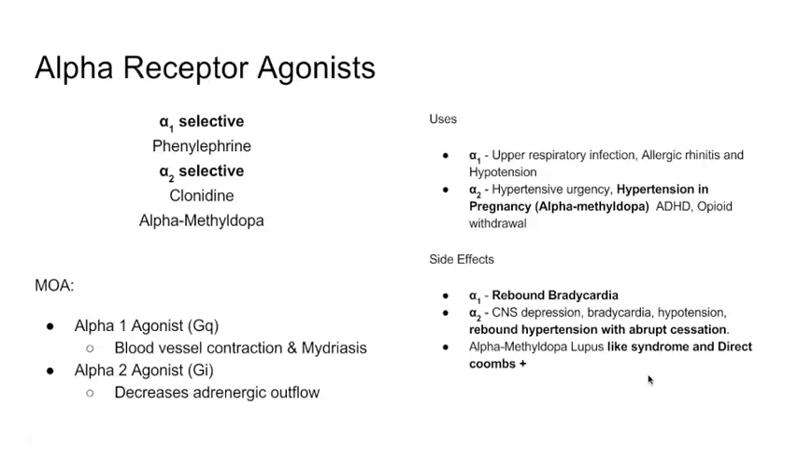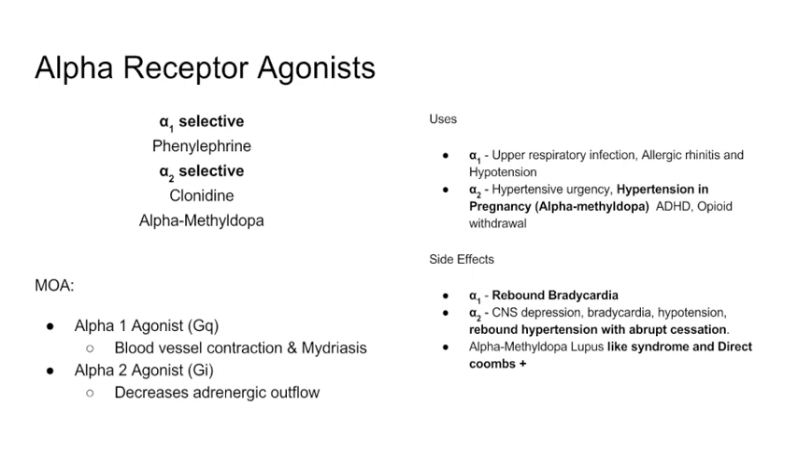All right, so now we're going to get into the individual drugs that affect the individual receptors. And we'll start off with the alpha receptor agonists, phenylephrine, and then the alpha-2 selective agonists, clonidine and alpha-methyl-dopa. So I'm sure you might have heard about two or three of these agents.